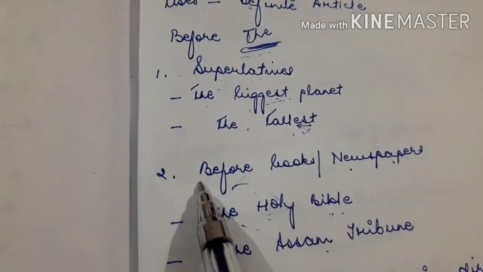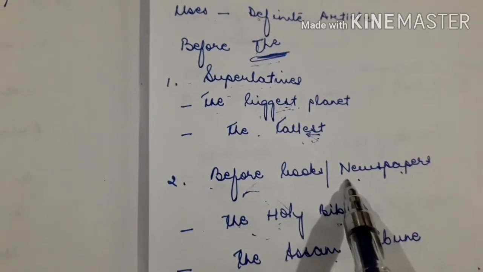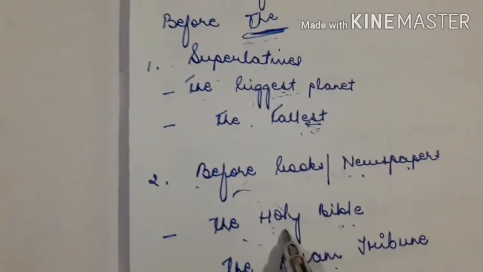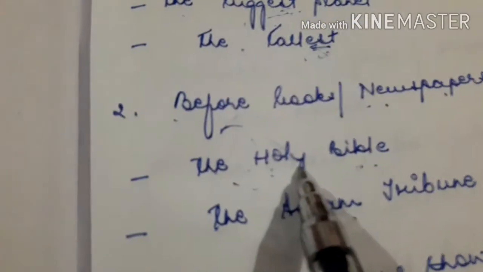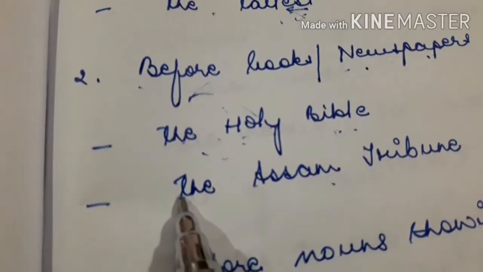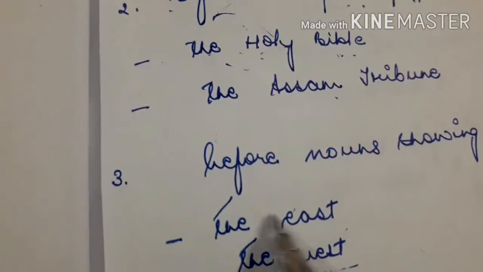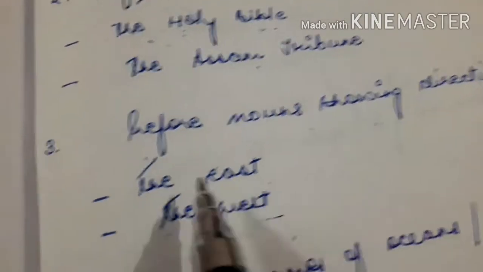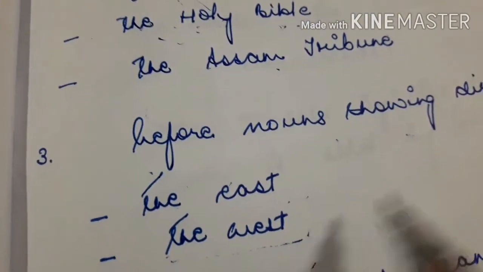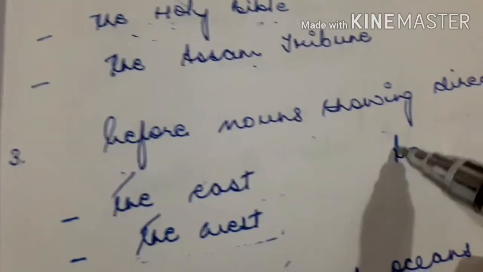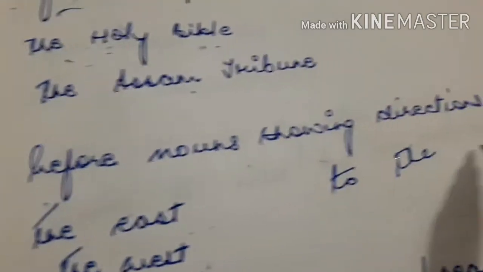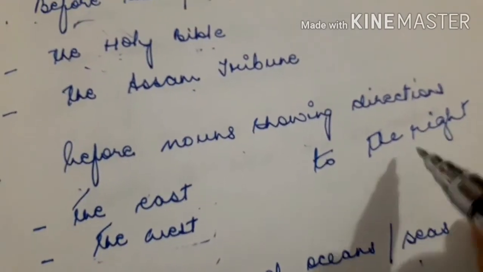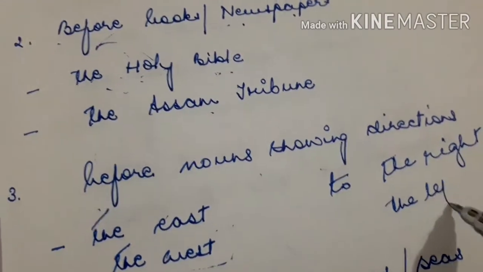Now, the second use is, the can be used before names of books or newspapers, like the Holy Bible or the Assam Tribune. The can also be used before nouns showing directions, like to the east or to the west, or to the right, or to the left. Okay.